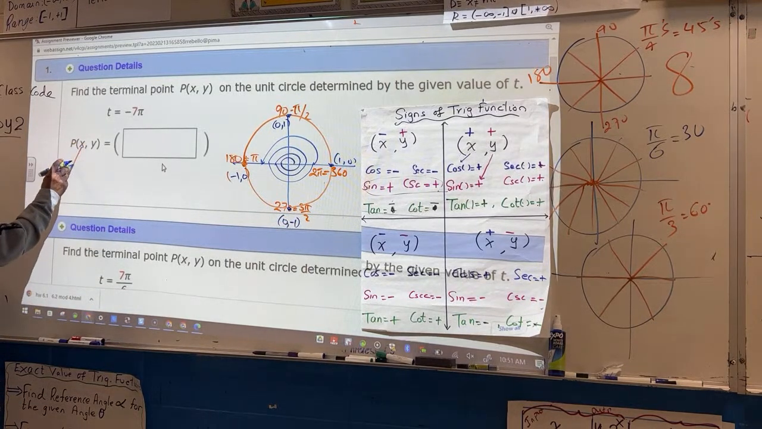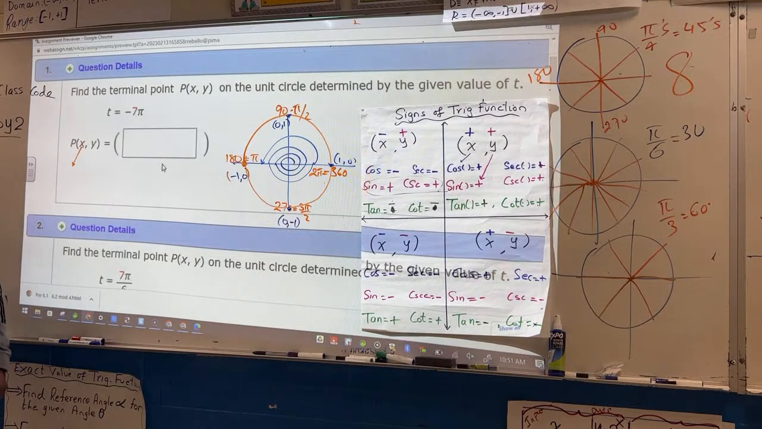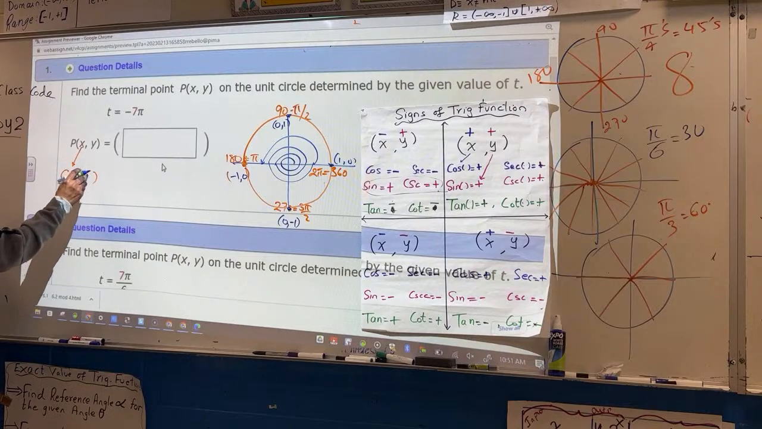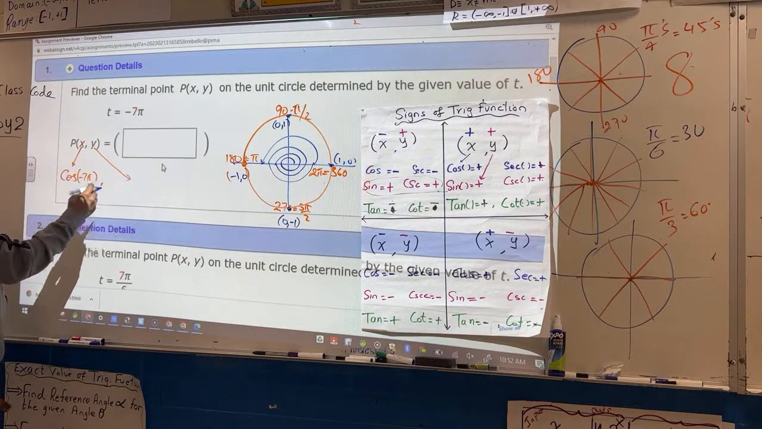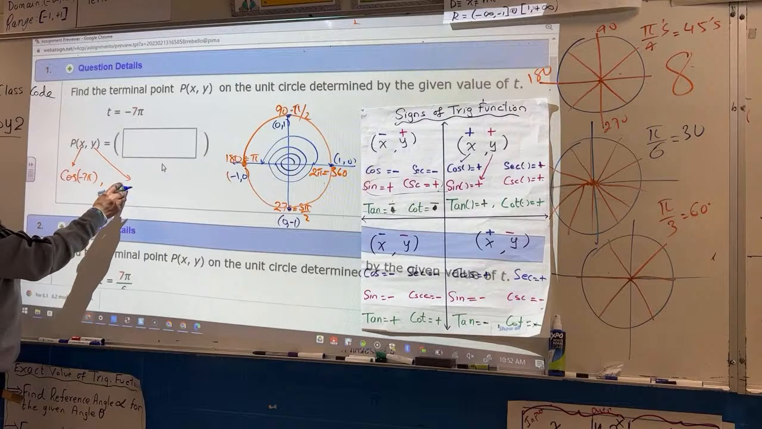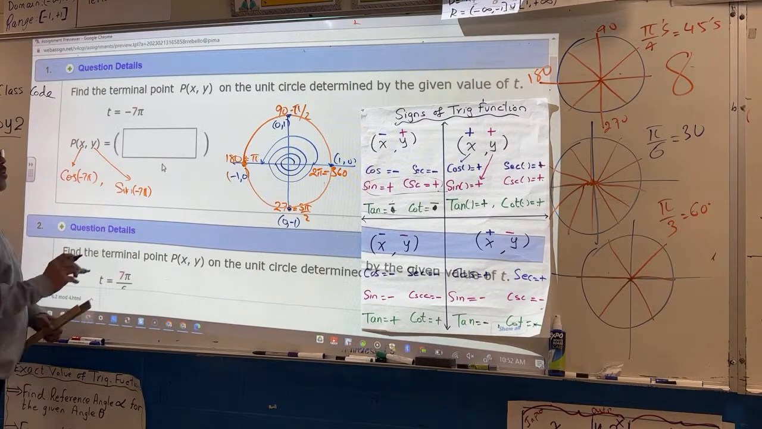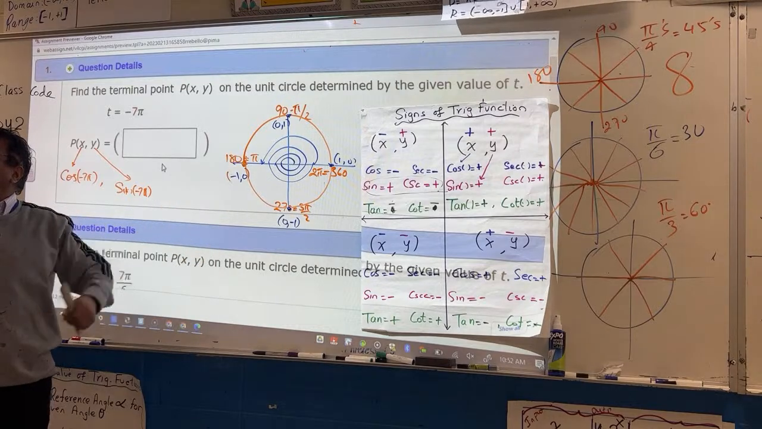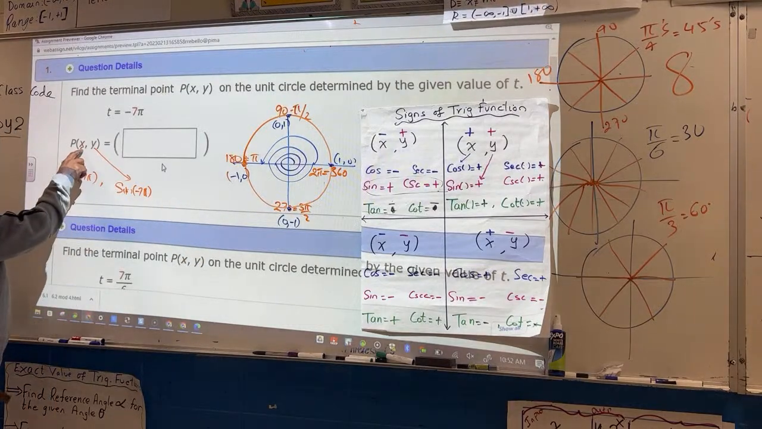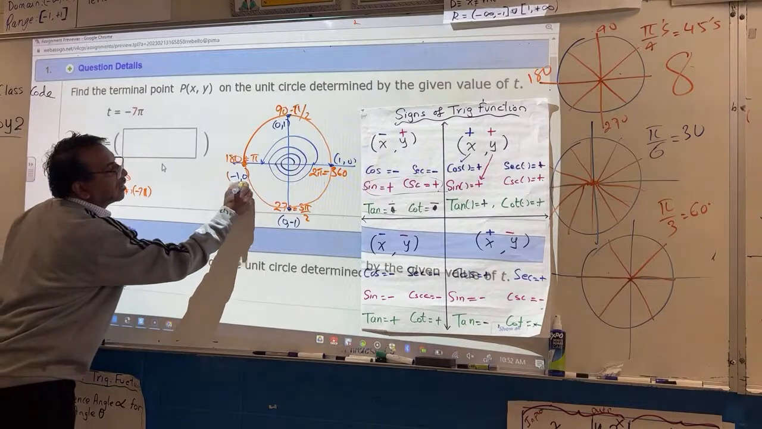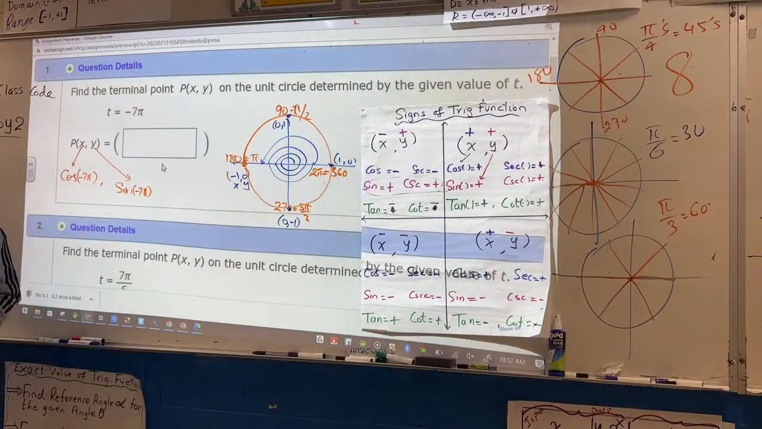So what does x stand for? Is it cosine or sine? Cosine. So that's it. It is cosine of negative 7 pi, right? And what is the second one? Sine of negative 7 pi. And you already have the answer. What is the answer? So x basically, this is the x and that's the y. You get the pattern?